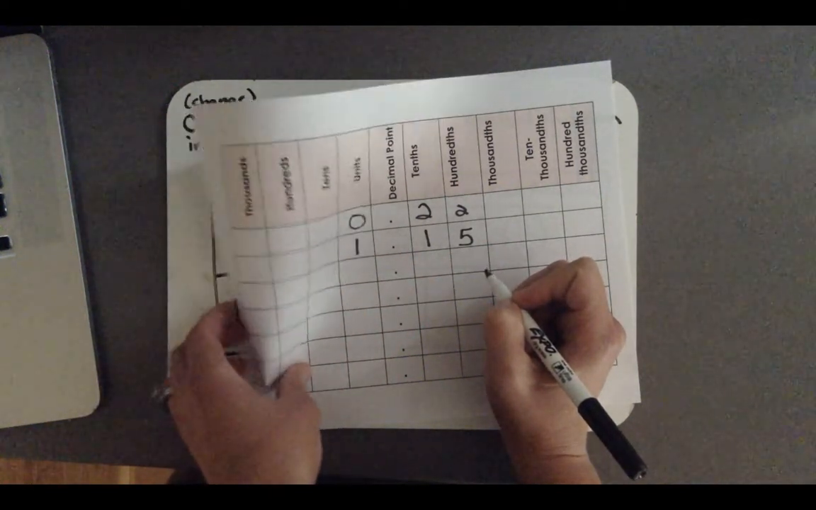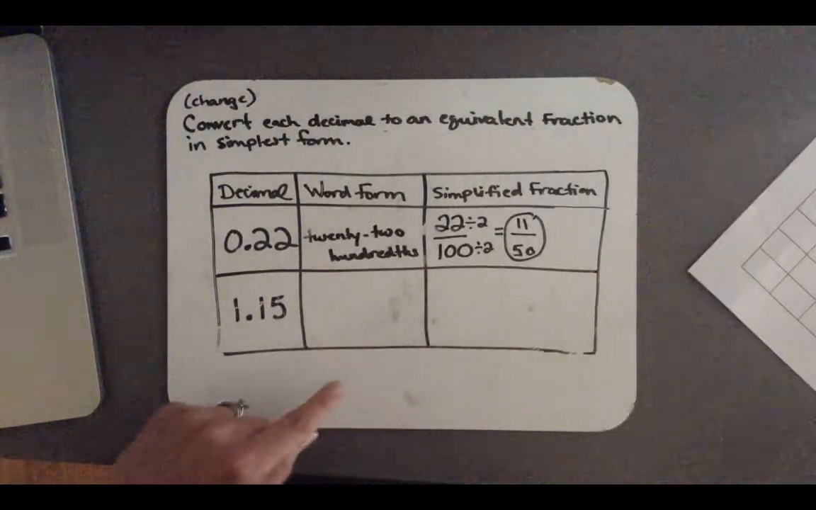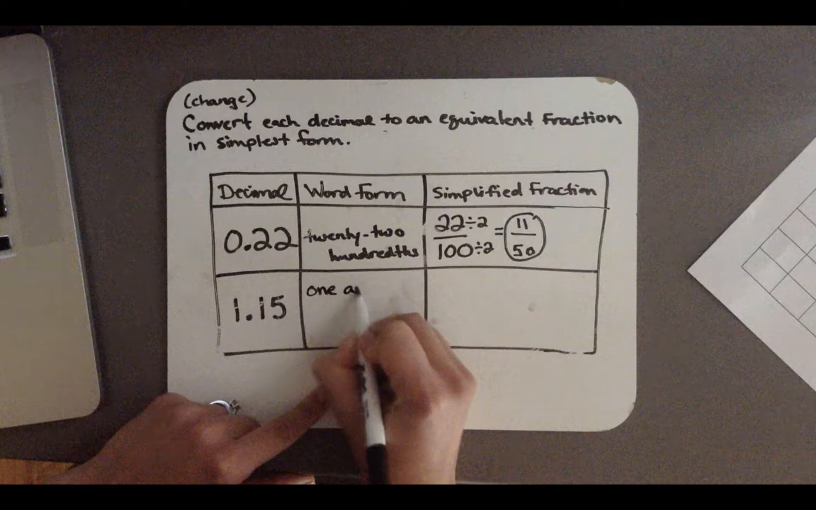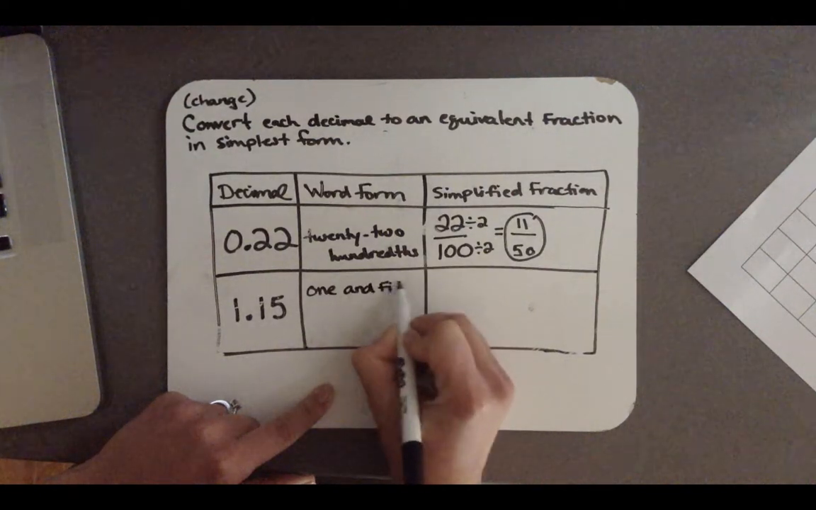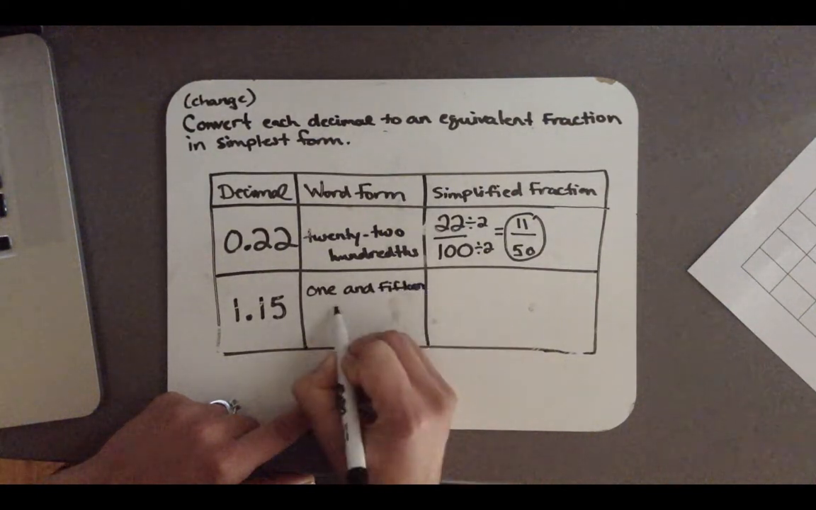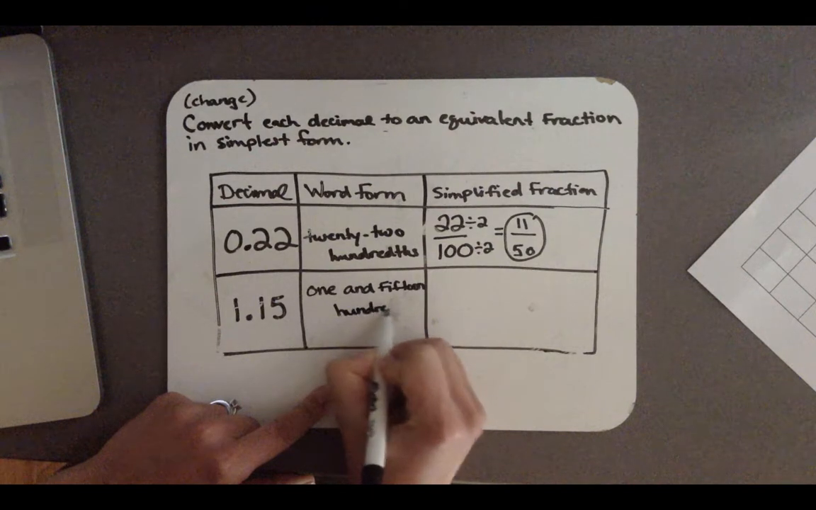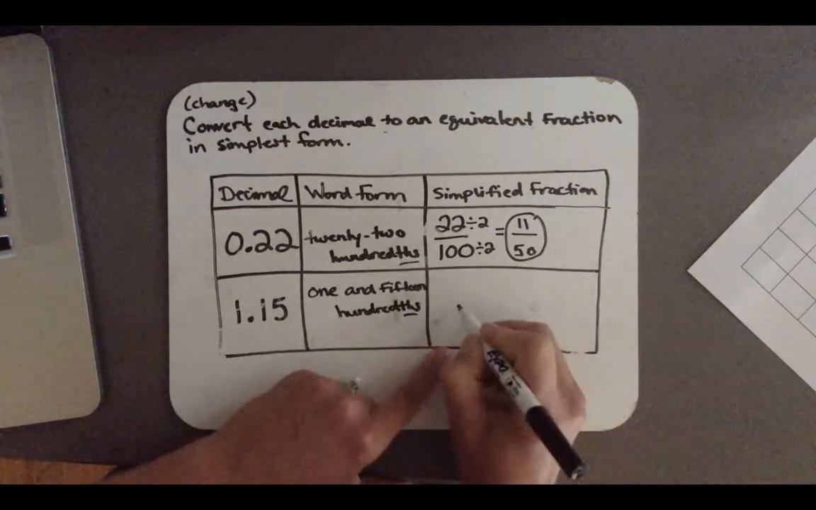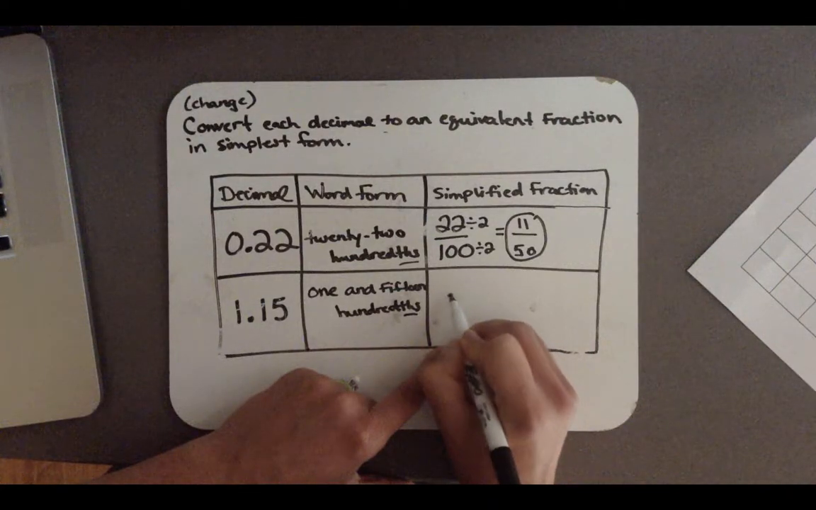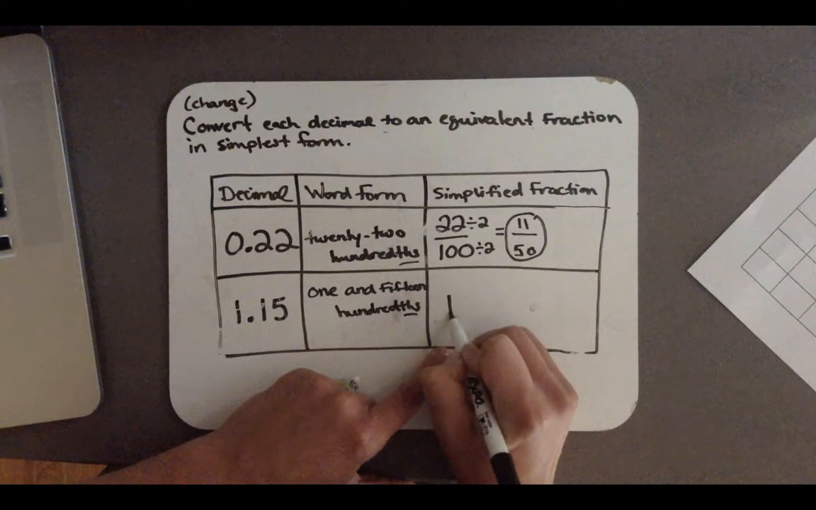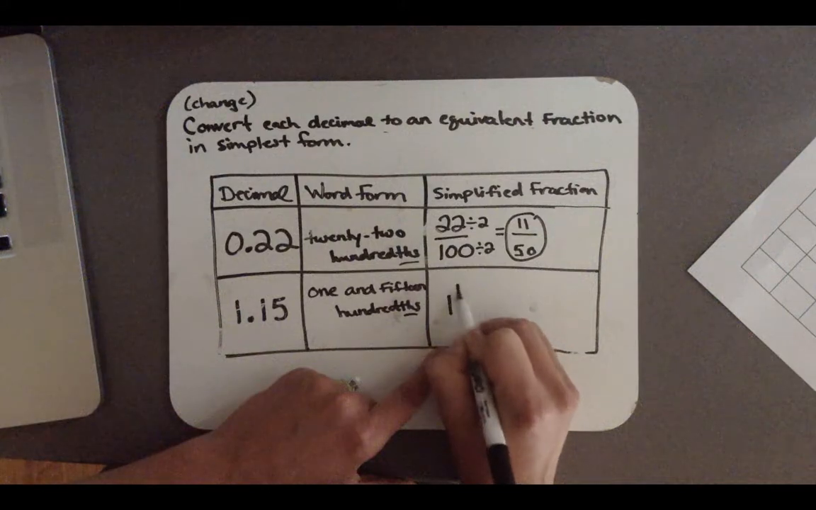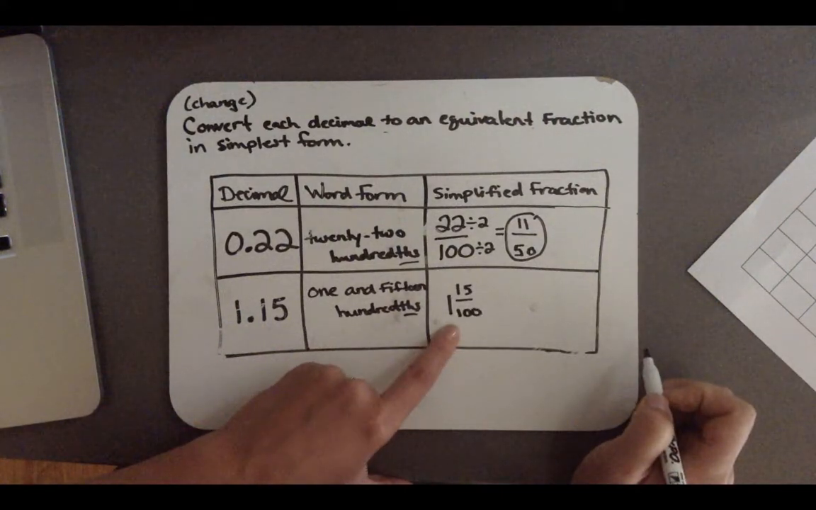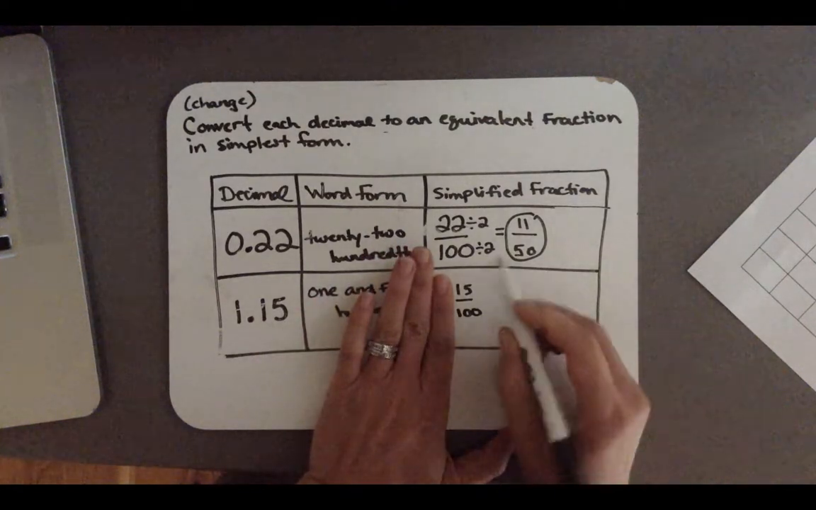How you read it is how you write it. So 1 and 15 hundredths. Got that TH on there. That's how we write it as a fraction. So 1 is my whole number, and I have 15 hundredths of a whole. Can we simplify this? We'll just cover up that whole number.